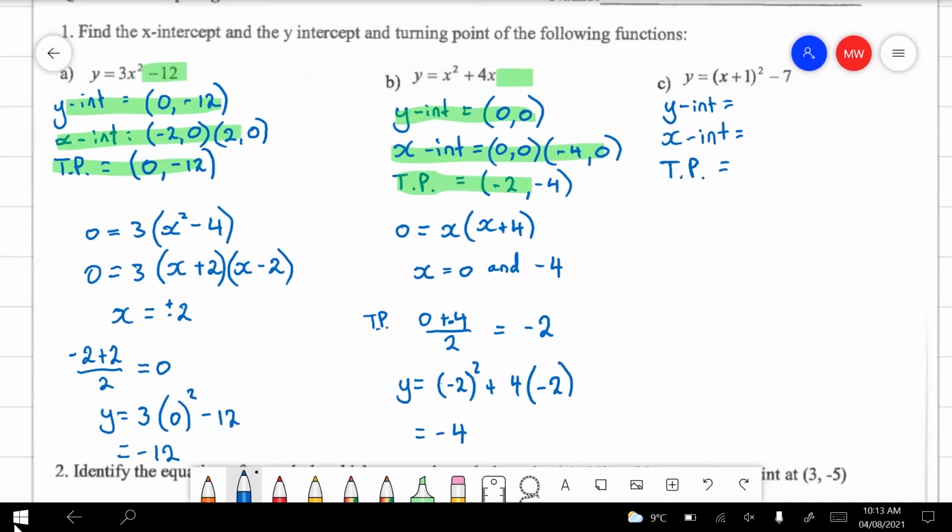When it's in turning point form, it's a fantastic way of seeing the turning point straight away. I'll just use this value here and this value here. We call them the h and k values. Don't forget that when you put in your x value, it's reversed. So it's positive 1 up there, it becomes negative 1 at the bottom, and the negative 7 stays the same. So I've got my turning point.